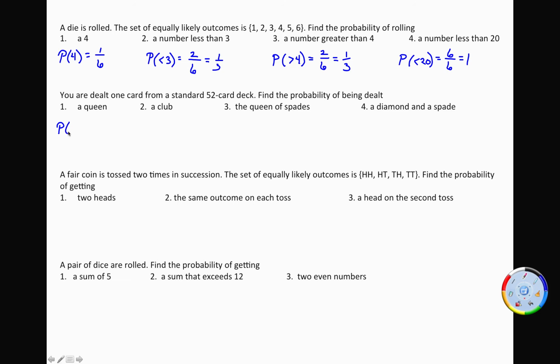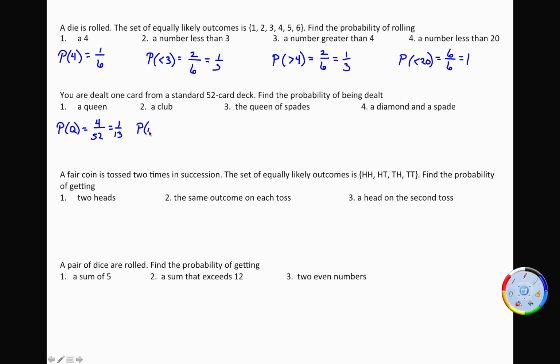So the probability that we're dealt a queen, I've got to count how many queens are in a deck. And there's a queen of clubs, queen of spades, queen of diamonds, queen of hearts. There's 4 queens, and there's a total of 52 cards in the deck. So 1 out of 13 is what that fraction reduces to. Oh yes, 13 cards in each suit, and 1 of every suit is a queen.